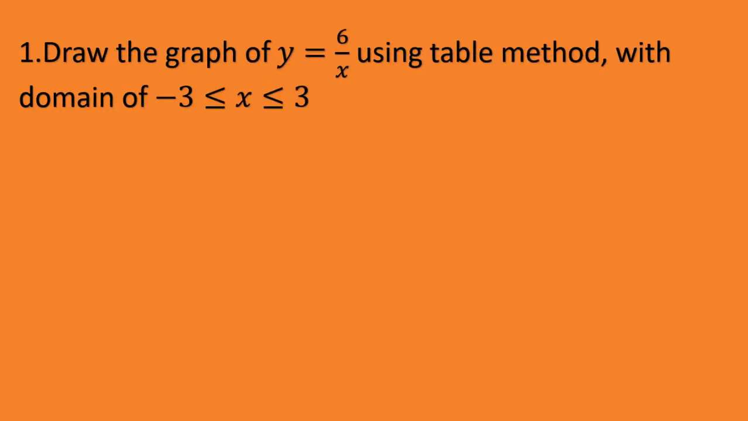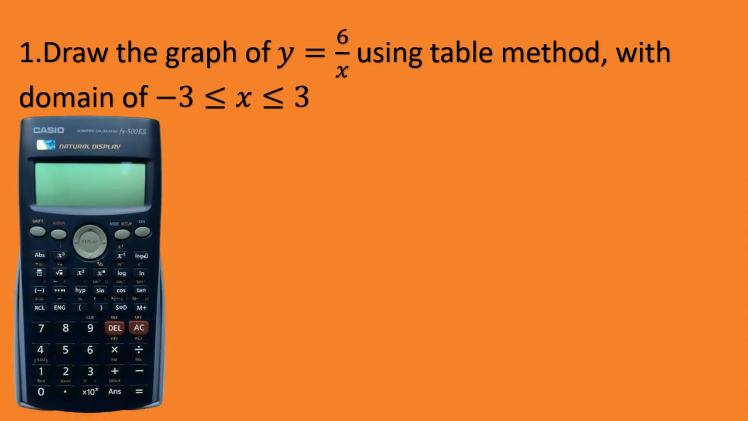Now in our problem we've got: draw the graph of y is equal to 6 over x using the table method with a domain of minus 3 and x and plus 3. So x must be bigger and including minus 3 but smaller and including 3. We will go to our calculator, of course. We're using the Casio FX, and we will now program our calculator to draw the table.